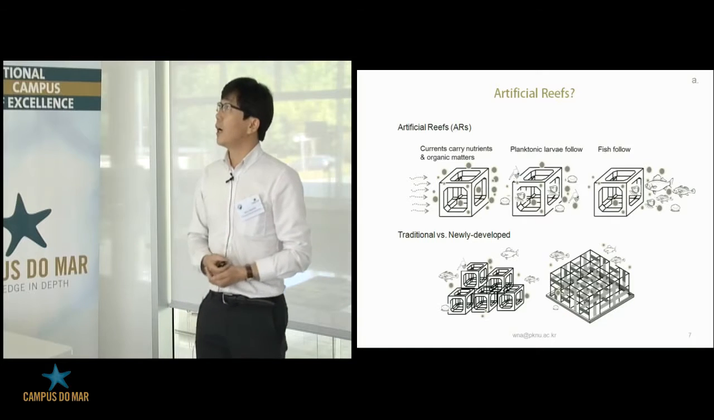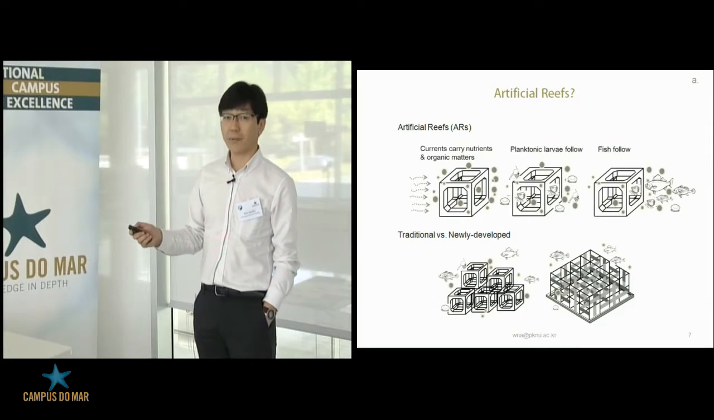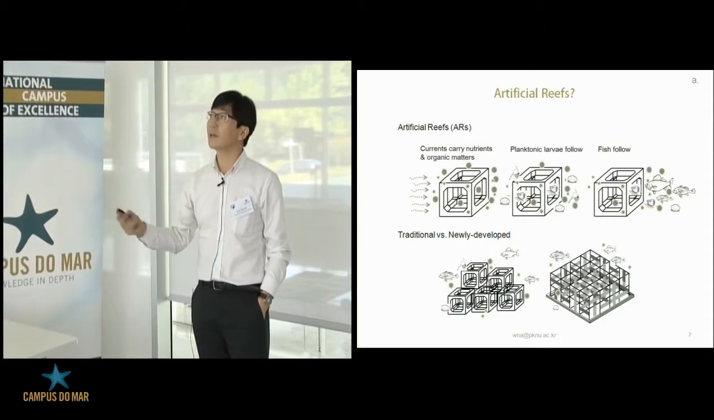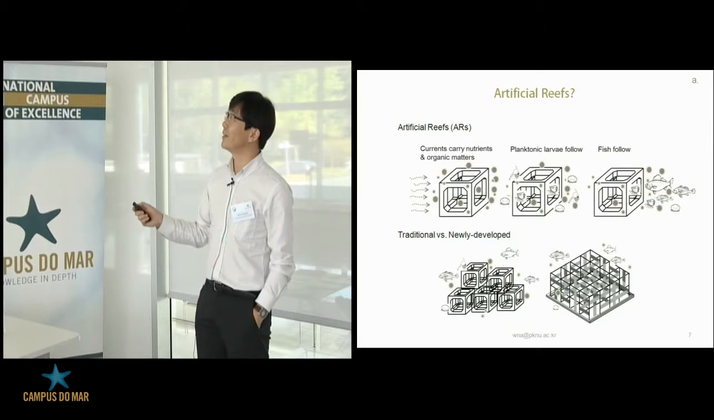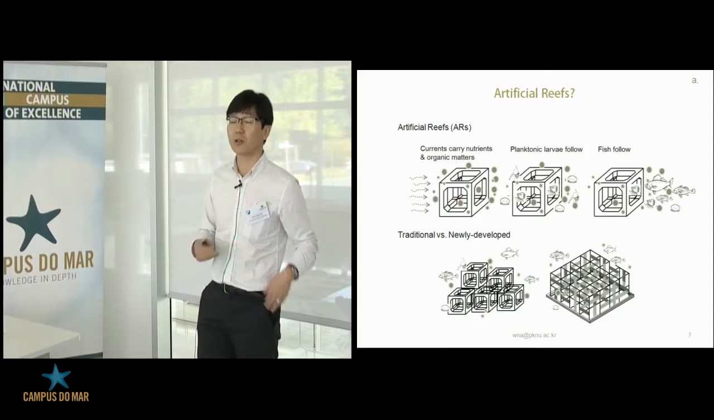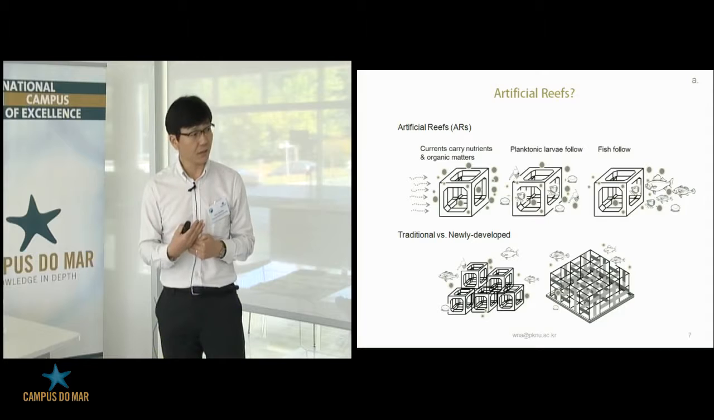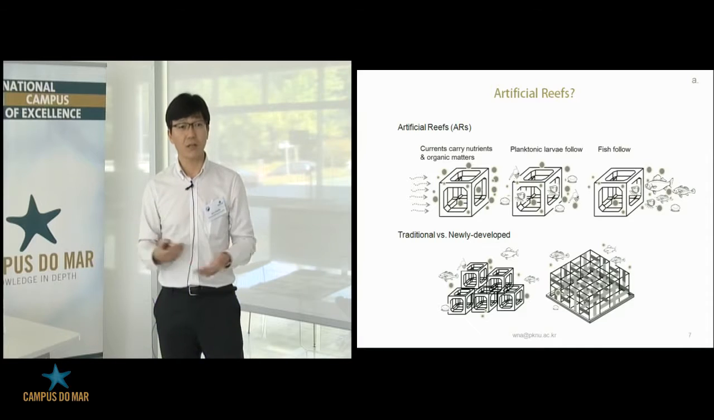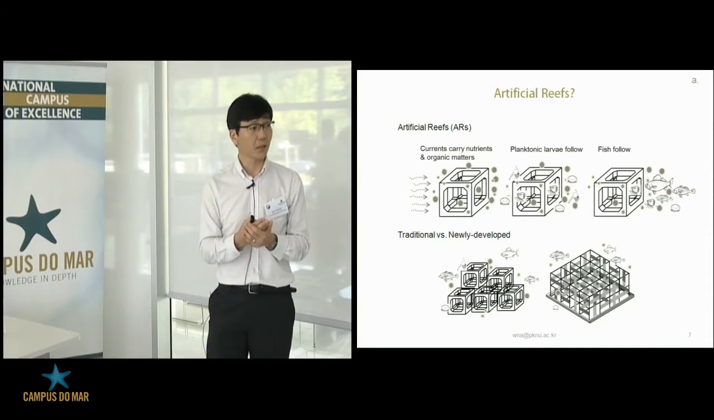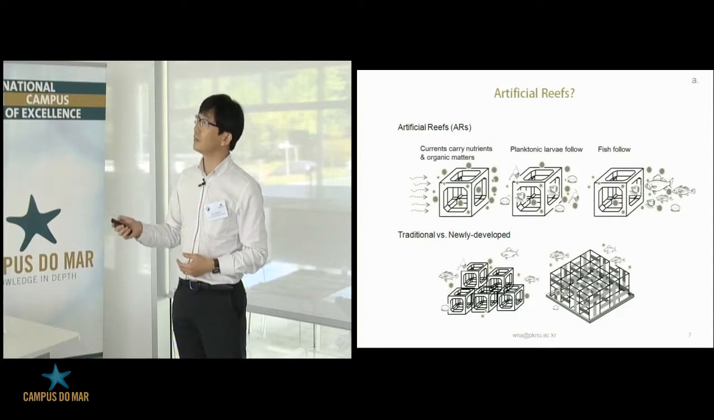So I investigated what artificial reefs are about, and basically many scientists say current carries nutrients and organic matters around artificial reefs, especially downstream. And then planktonic larvae, is that right, larvae? Yeah, follow, and fish follow, those mechanisms. Of course, there is some debate about artificial reefs. Some scientists say attraction is the only possible way. Some scientists say no, production is another option. That is called the attraction and production debate about artificial reefs. But I'm an engineer, so I believe artificial reefs are good.